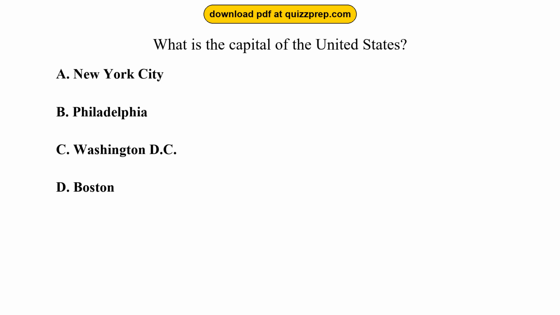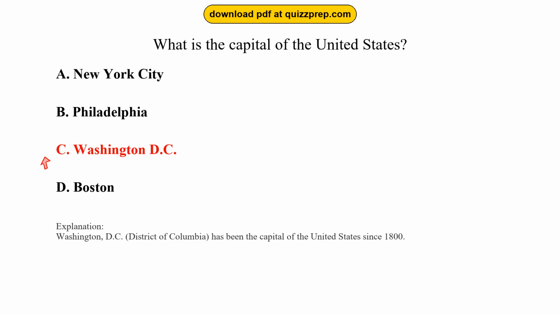Question 79. What is the capital of the United States? Option A, New York City. Option B, Philadelphia. Option C, Washington, D.C. Option D, Boston. The correct answer is option C, Washington, D.C. Washington, D.C., District of Columbia, has been the capital of the United States since 1800.